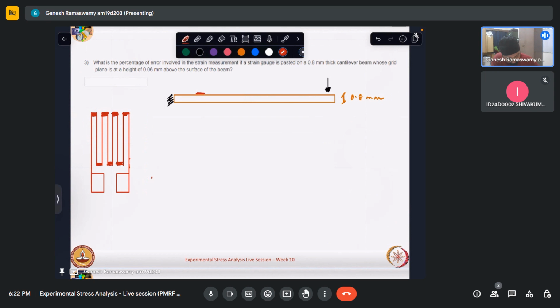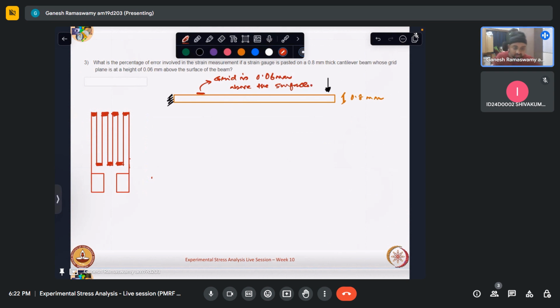Now it is said that the plane, because this also has some thickness, so it says that this is 0.06 mm. This is the grid, 0.06 mm above the surface.